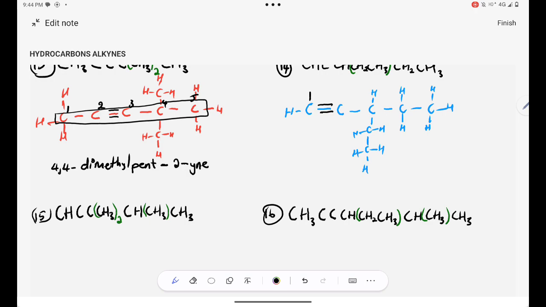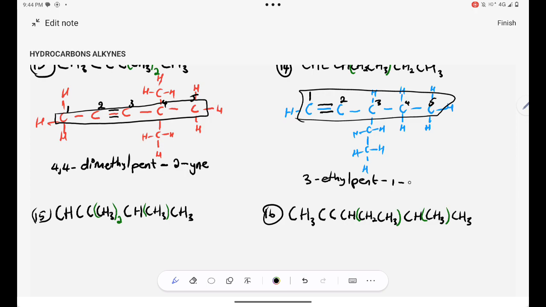So this will be carbon number 1, carbon 2, 3, 4, and 5 are together. So that's our parent chain. I know that at carbon number 3, I have my ethyl. Together, the parent chain has 5 carbons, so that's pent-1-yne.